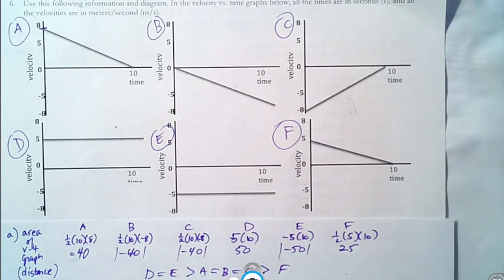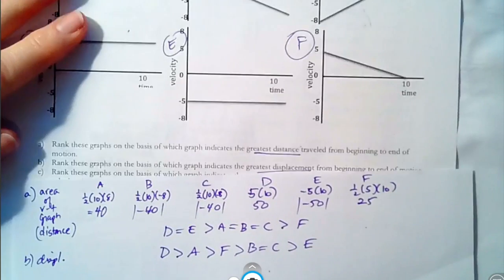But for displacement, the negatives do matter. So then it's the same calculation, but we get rid of those absolute value signs. So then we've got D is greater than A, which is greater than F, which is greater than B equals C, which is greater than E, because the negatives then do matter.